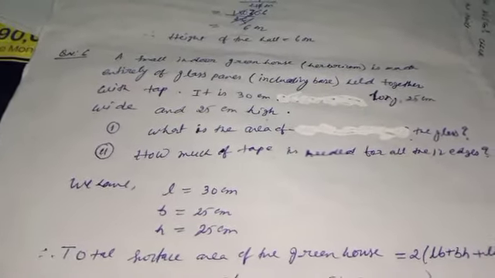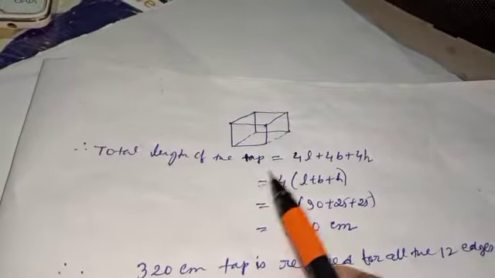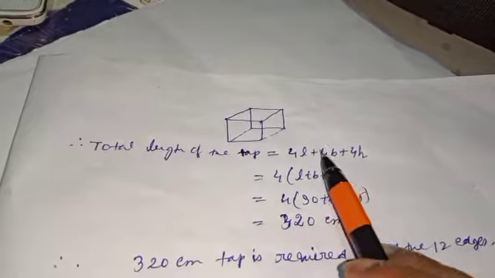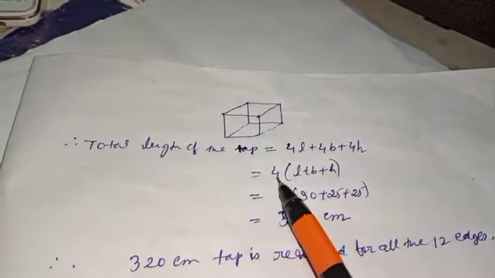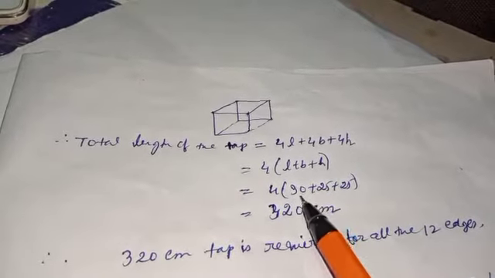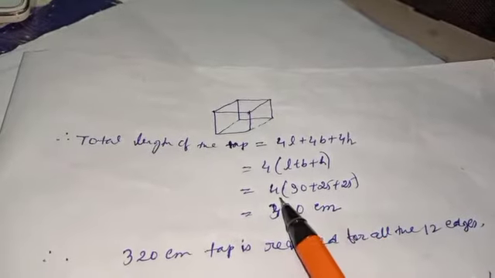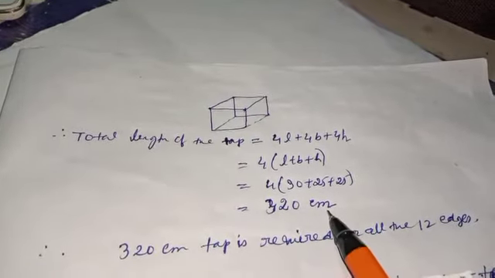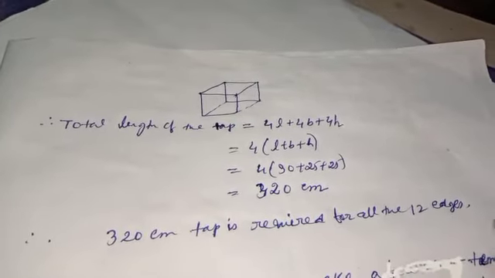Yes. If you see this figure, then you will understand there will be total length of the tape is 4 length plus there are 4 breadth and plus 4 height. All the edges will be added. So if you take common 4, L plus B plus H, then 4, L is 30, B is 25, H is 25. If you add these 3 and multiply with 4, you will get 320 centimeter. And this 320 centimeter tape is required for all the 12 edges. Clear?